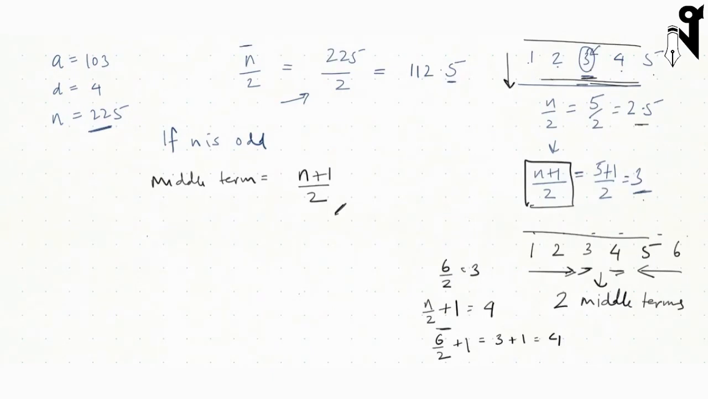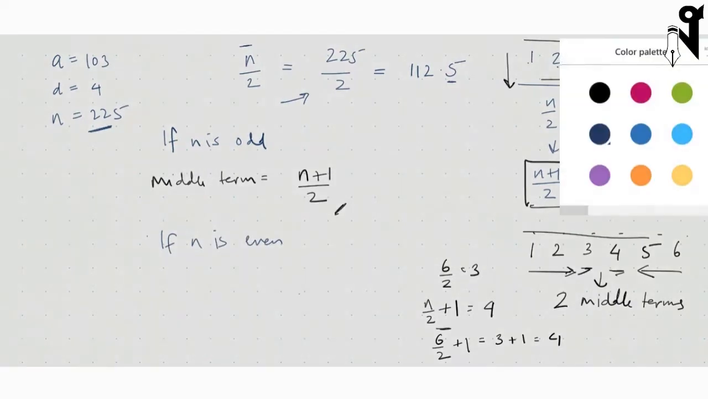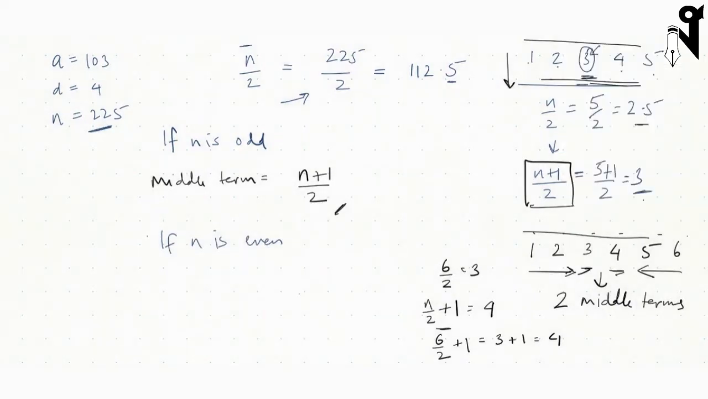So let's just generalize this. If n is even, you have two middle terms, out of which the first one is n by 2 and the second one is n by 2 plus 1. So this is also something new we learned just by solving this question.